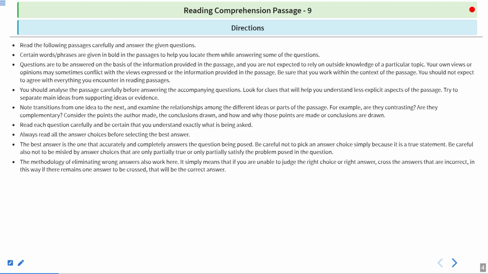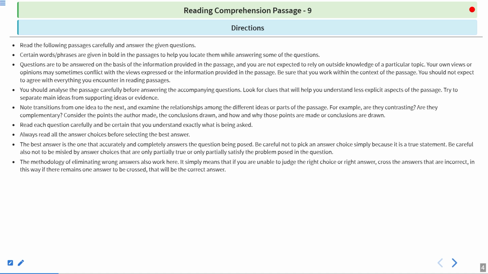Read each question carefully and be certain that you understand exactly what is being asked. Always read all the answer choices before selecting the best answer. The best answer is the one that accurately and completely answers the question being posed. Be careful not to pick an answer choice simply because it is a true statement. Be careful also not to be misled by answer choices that are only partially true or only partially satisfy the problem posed in the question.